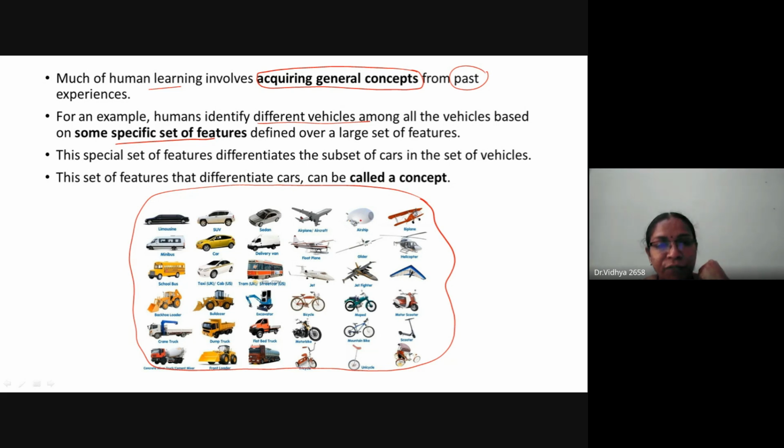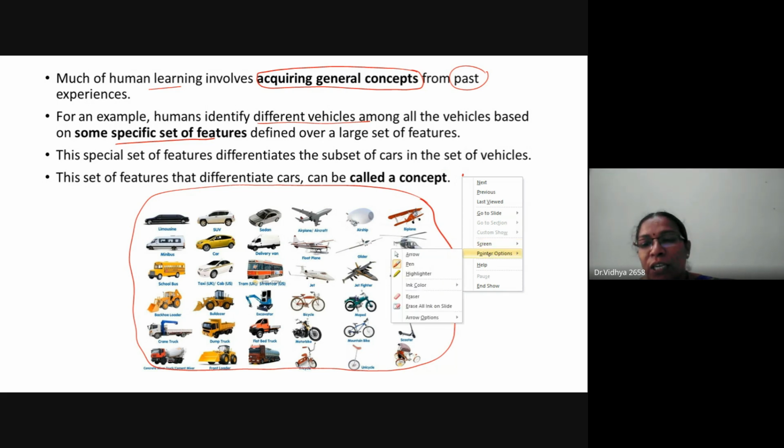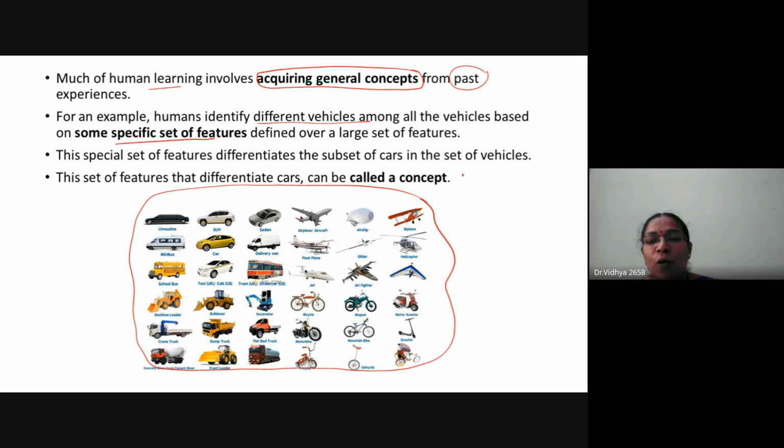This set of features that differentiate cars can be called the concept. Those features which are helpful for differentiating a car from the other vehicles are termed the concept. That is what the concept is. Concepts are basically the specific features which are helpful to differentiate a car from other vehicles.